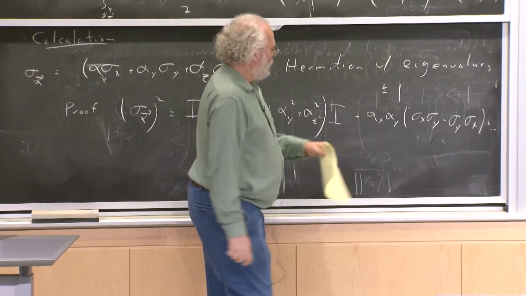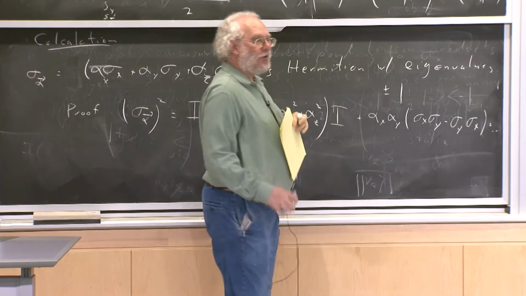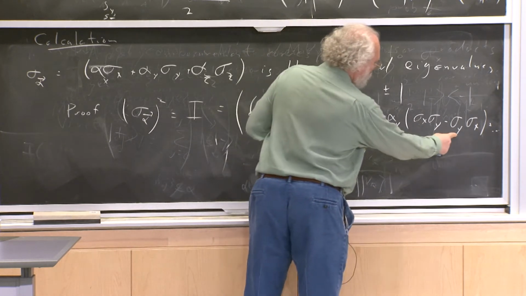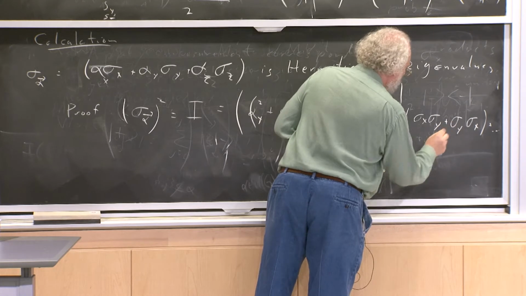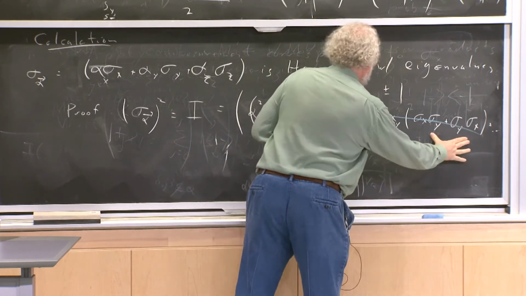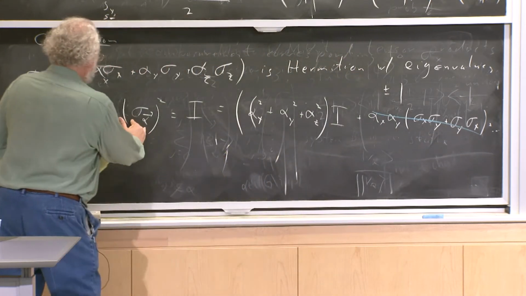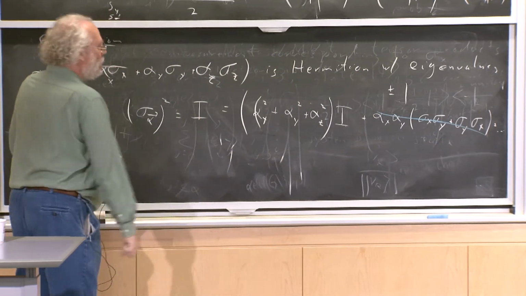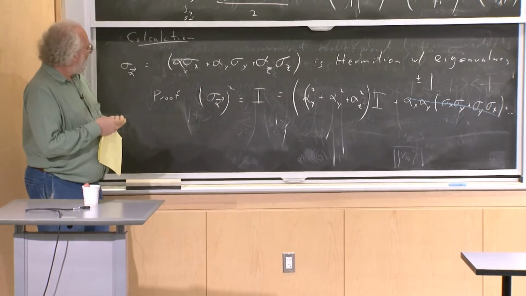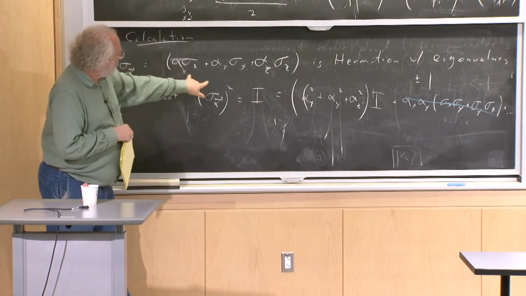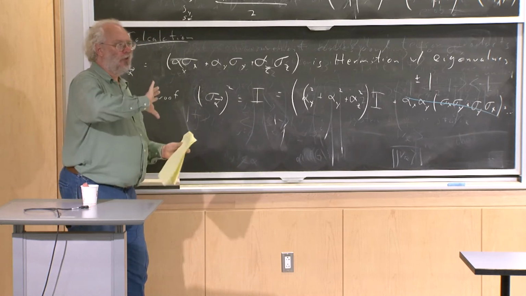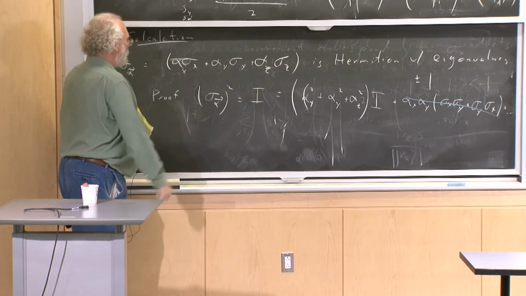And these terms, sigma x and sigma y anti-commute. Remember, sigma x sigma y was i sigma z, and sigma y sigma x was minus i sigma z. So these terms all go away. So we have a matrix whose square is 1. That means its eigenvalues must be plus or minus 1, and it's also Hermitian because we're adding three Hermitian matrices. So it's Hermitian because its adjoint is itself.